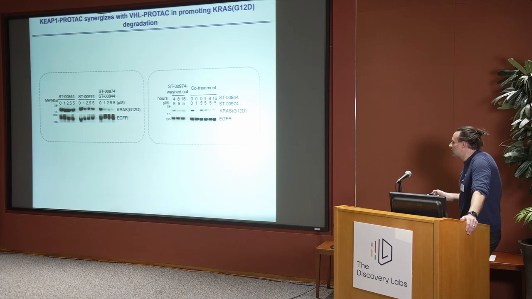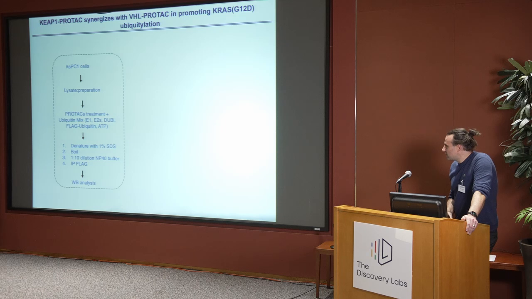And this is true also in washout experiments. Here, again, we generate the hook effect using 5 micromolar VHL product. Then we wash out the VHL product, and then we just add the KEAP1 product. And again, we do see this downregulation of KRAS, almost suggesting that the VHL product leaves some sort of remnants on RAS that are then taken up by the KEAP1 product, which is able to continue the job.